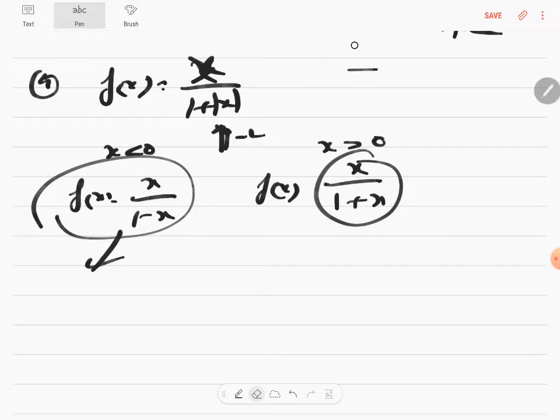So take this separately. Call this f of x and call this g of x. Then combine it and prove that this is invertible and this is also invertible, correct? And so that completes it. Logically also you know it's invertible, right?